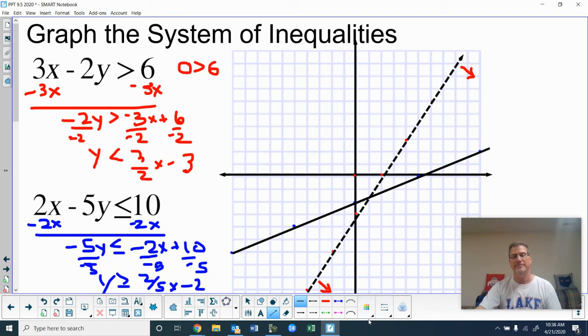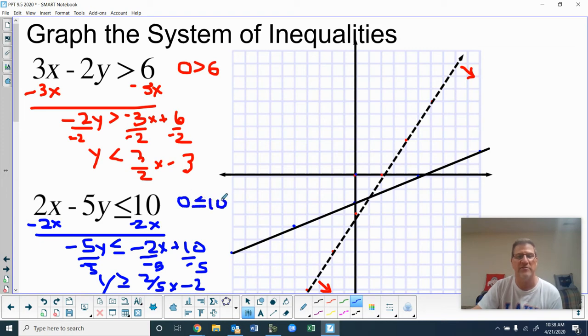So there's that line. And again, I'm going to pick 0, 0 to see if it works or not. So 2 times 0 is 0, 5 times 0 is 0, so 0 minus 0 is 0. Is it less than or equal to 10? That's the original problem, that's what I always plug into. And that is a true statement. So this time I will go towards the 0, 0. So this one, 0, 0 is this way.